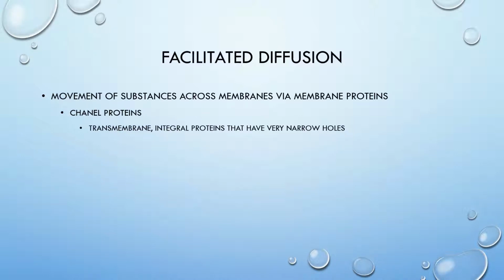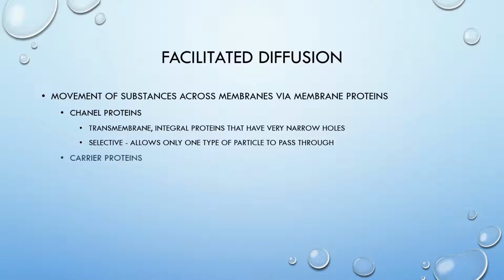We went over this in Unit 1.3. If you guys want review, make sure you guys check that out. Anyways, channel proteins are selective. In other words, it allows only one type of particle to pass through.